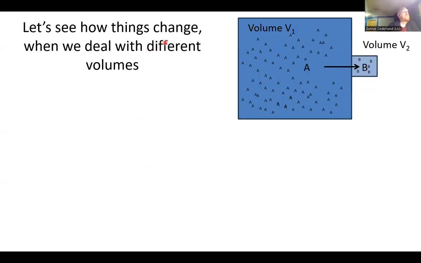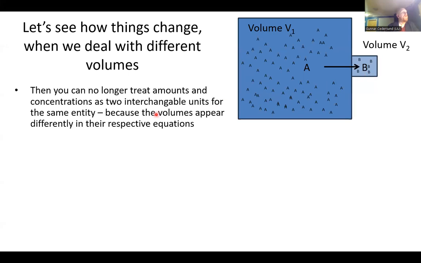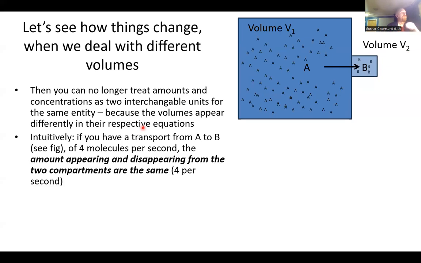Okay, so intuitive understanding. Why is this a problem? Here we have a system which only has a transport reaction from a molecule which in volume one is called A, the big volume, and in the small volume, the same molecule is called B. The thing that happens now is if you have this situation, then you can no longer treat amounts and concentrations as two interchangeable units to describe the quantity of a molecule. Because depending on which one you choose, the volumes, V1 and V2 here, will appear at different places in the reactions.